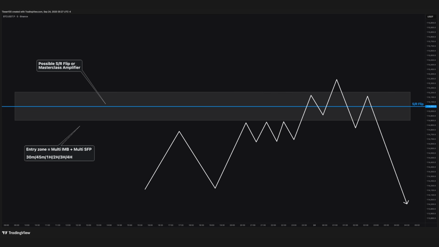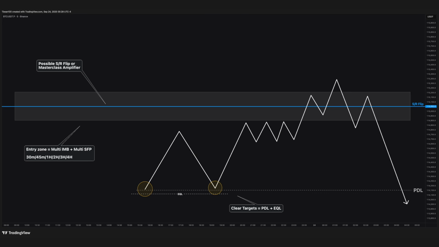Let's first talk a bit about the targets. One of the most common types of targets are institutional levels like PDL, which stands for the previous day low. When that level lines up with equal lows, it gives us a super clean and obvious target to aim for.